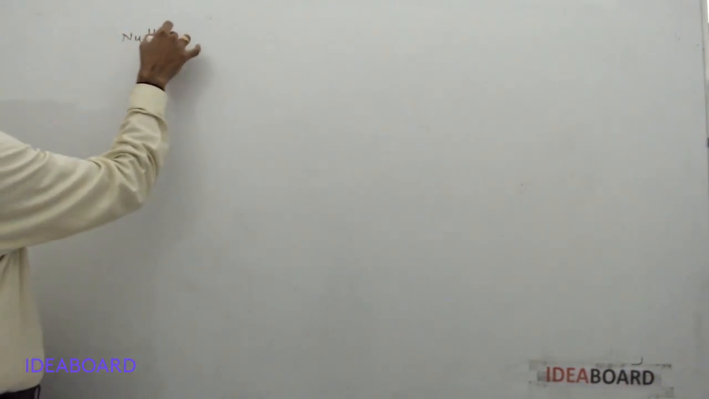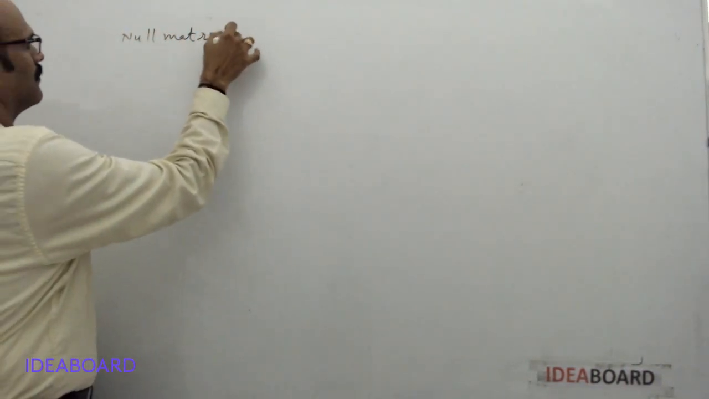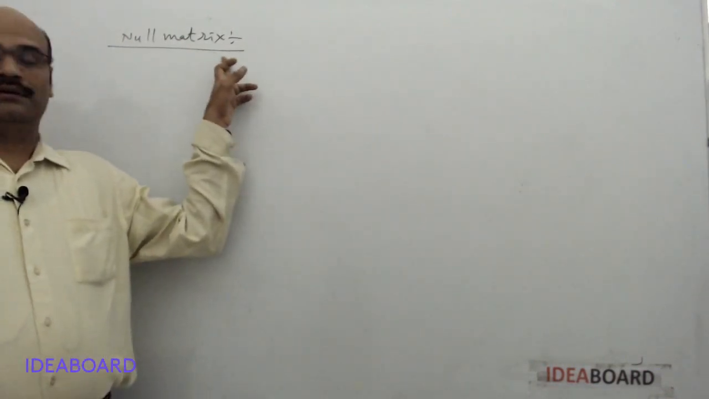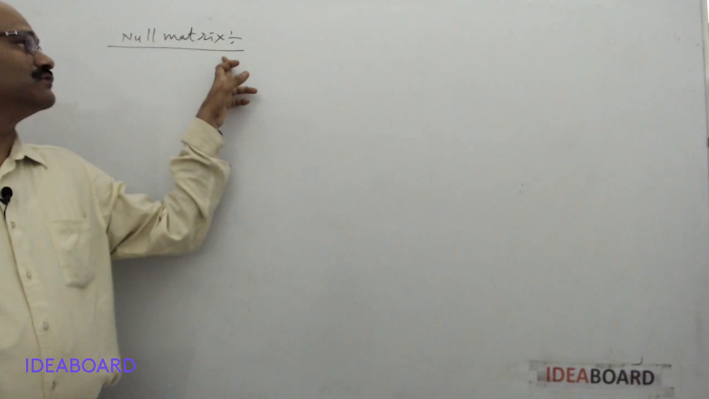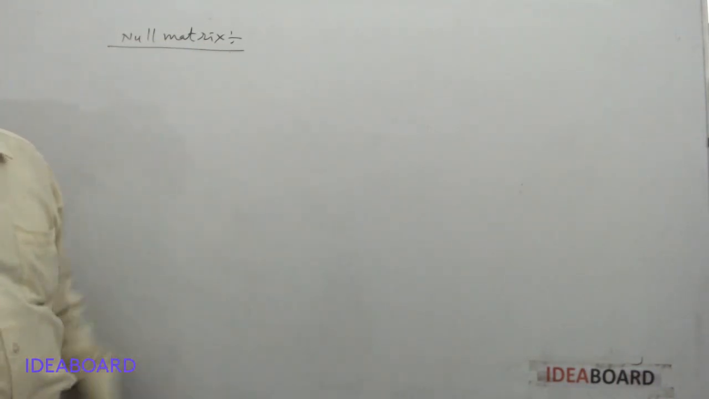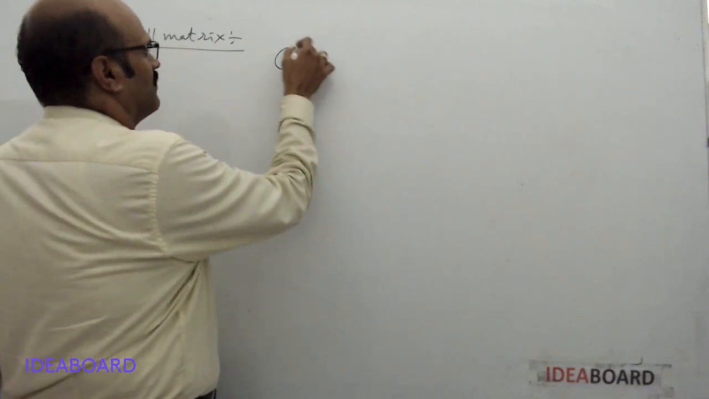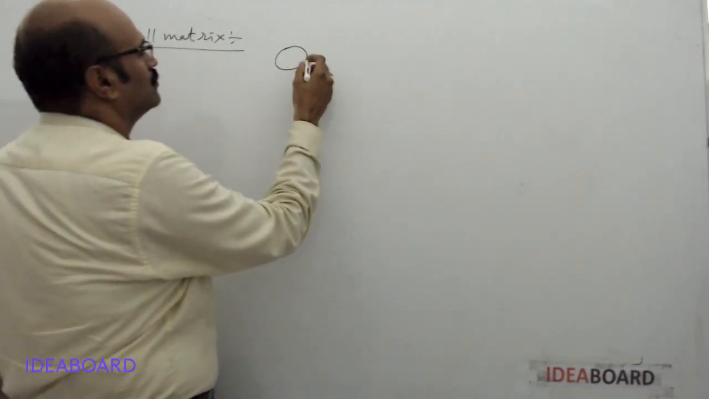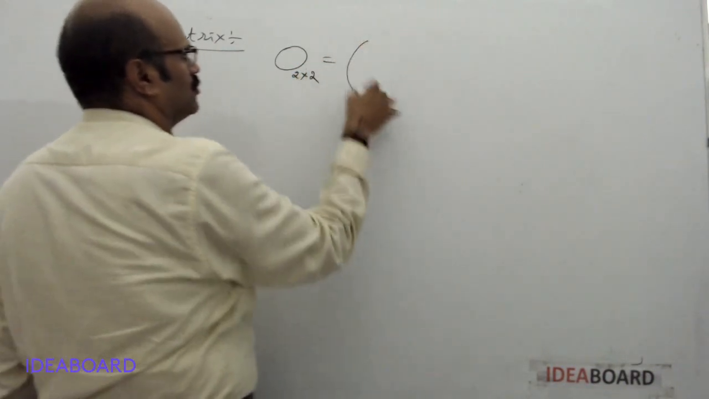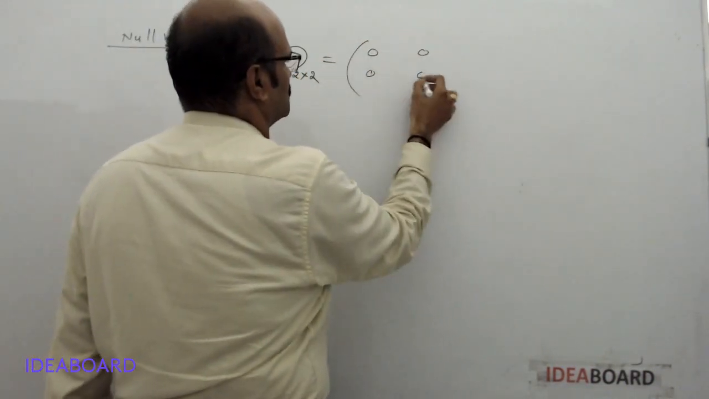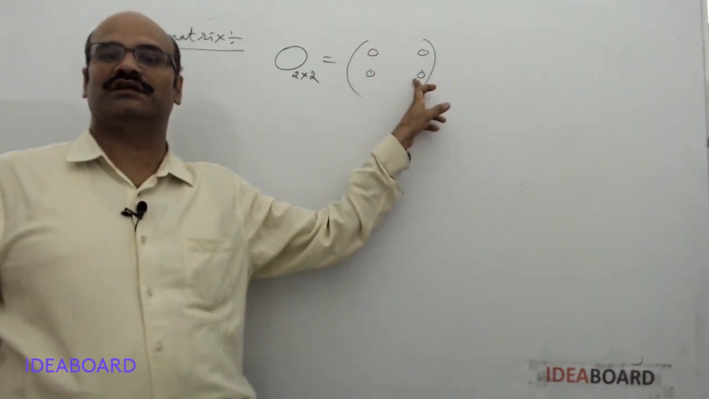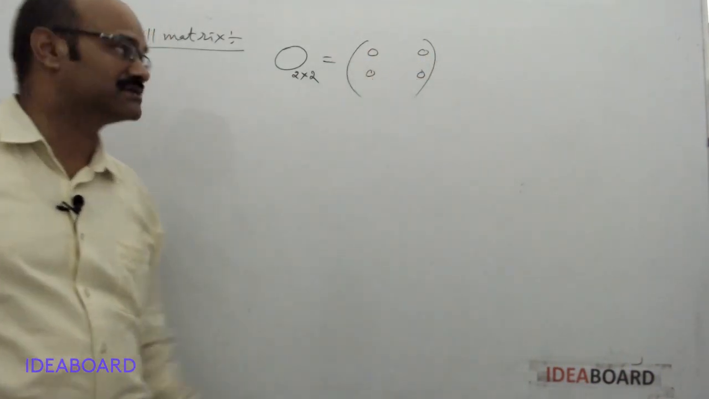Null matrix. A matrix which contains all elements equal to 0 is called a null matrix. Null matrix is denoted by O. O 2 cross 2 equal to 0, 0, 0, 0. All entries are 0 here. So we say that it is said to be null matrix.